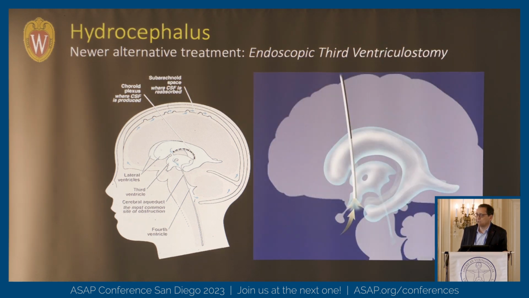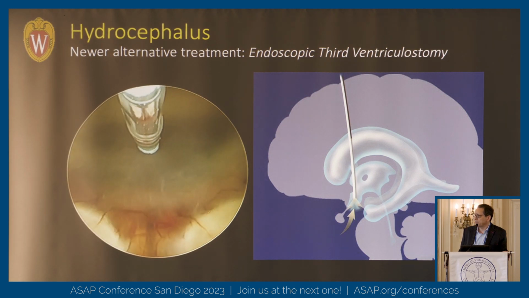So instead of putting a shunt, now we do an endoscopic third ventriculostomy, which is going with an endoscope into the third ventricle and opening this membrane right here to allow the fluid to be shunted directly from the ventricles to the subarachnoid space, bypassing the area of obstruction. You're creating a shortcut.